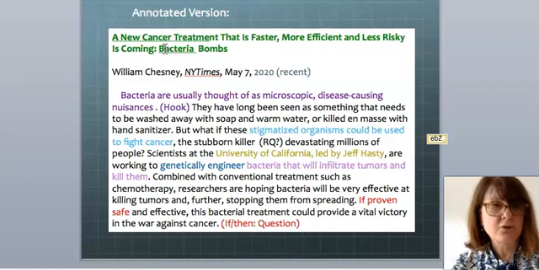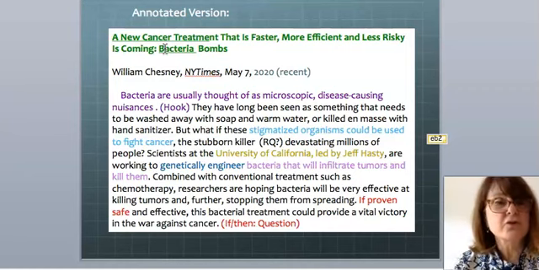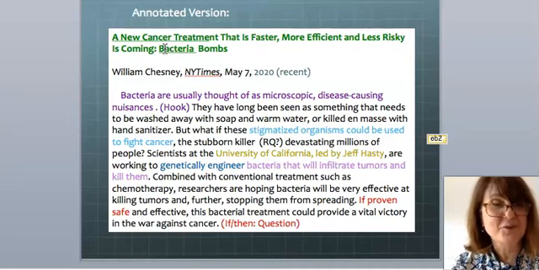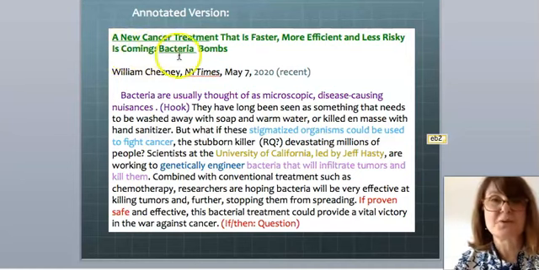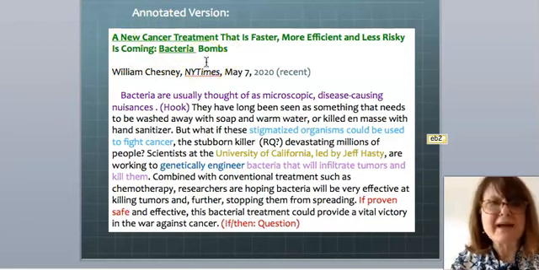And what is it called? Bacteria bombs. Now, bacteria bombs is the choice of the author. I doubt the doctors are calling them bacteria bombs formally, but maybe casually they call those bacteria bombs. So you know it's about cancer. You know there's bacteria. The bacteria is going to explode. So you know something. This is a very informative title. Most titles are not that informative.